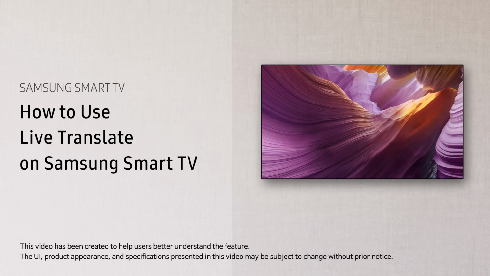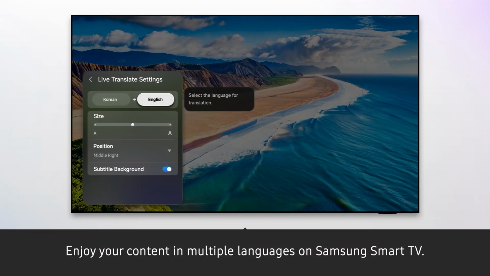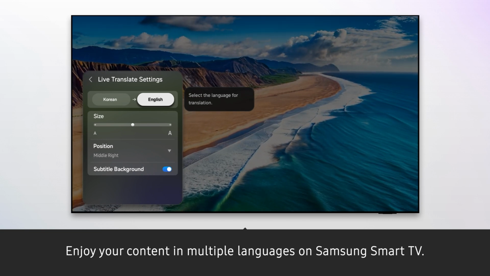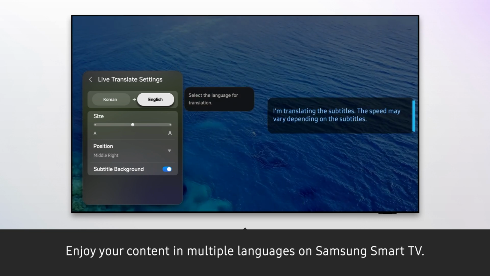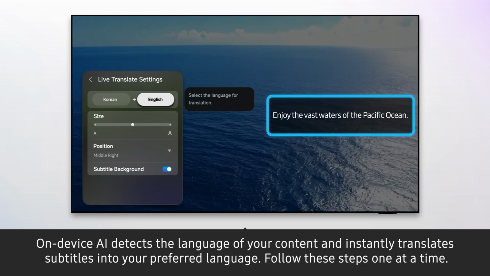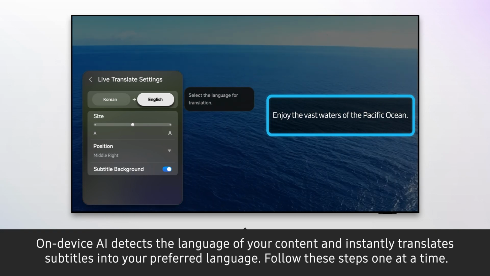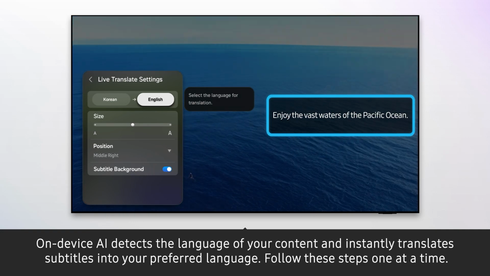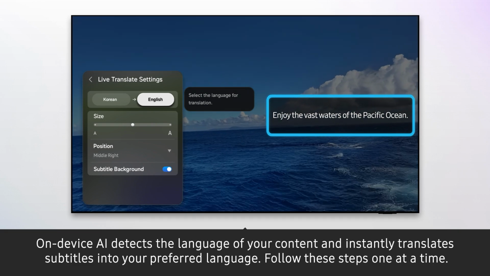How to use Live Translate on Samsung Smart TV. Enjoy your content in multiple languages on Samsung Smart TV. On device, AI detects the language of your content and instantly translates subtitles into your preferred language. Follow these steps one at a time.